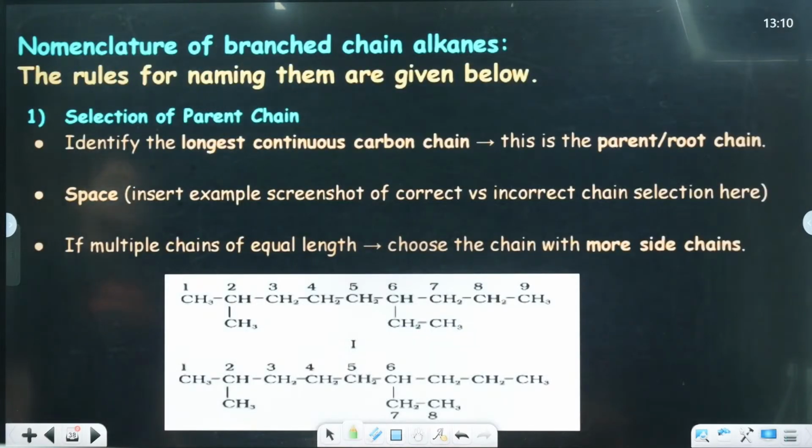Yes. So, nomenclature of branched chain alkanes. Now, the rules for naming them are given below. So how are you going to name it? Now you understood the basic things.